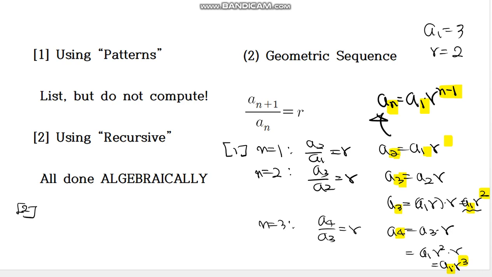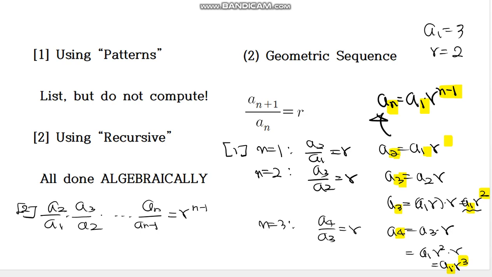If you do the recursive one, then everything should be done with algebra and algebra only. What that means is, now you have A2 over A1, and then A3 over A2, this is also R, and think about multiplying them horizontally again. Then an over an minus 1, all the way to an over an minus 1. Then we do have n minus 1 R's multiplied all together like this.